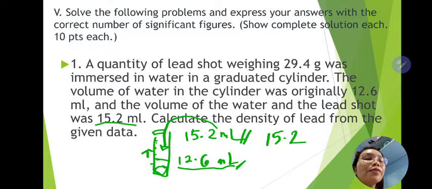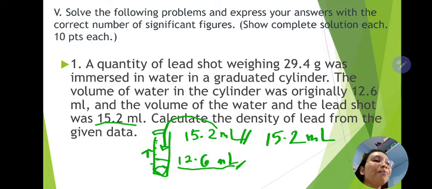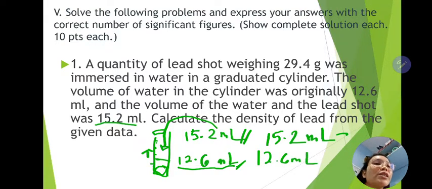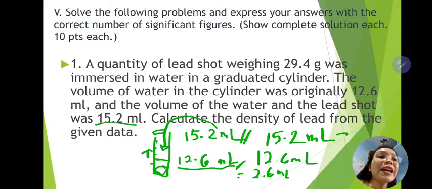Ito yung 15.2 ml is the volume of water with the lead shot, minus 12.6 ml, which is the original volume. So that will give us the volume of the lead shot. It will be 15.2 minus 12.6, so that will be 2.6 ml. 2.6 ml. I hope you are writing this para ma-practice din kayo sa pagko-compute.